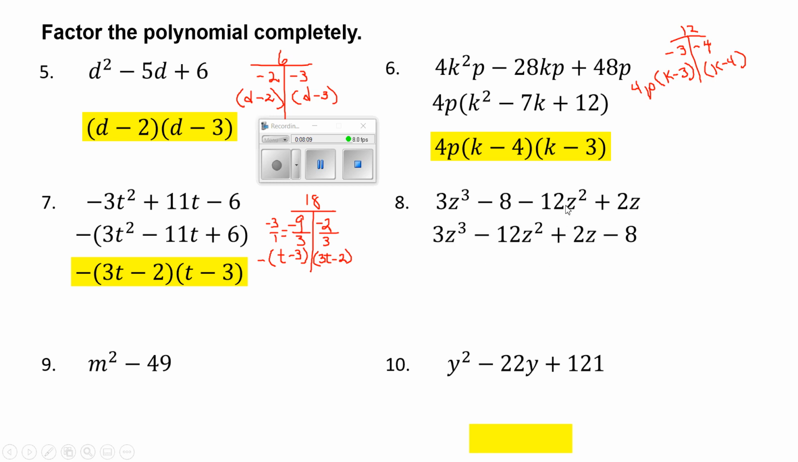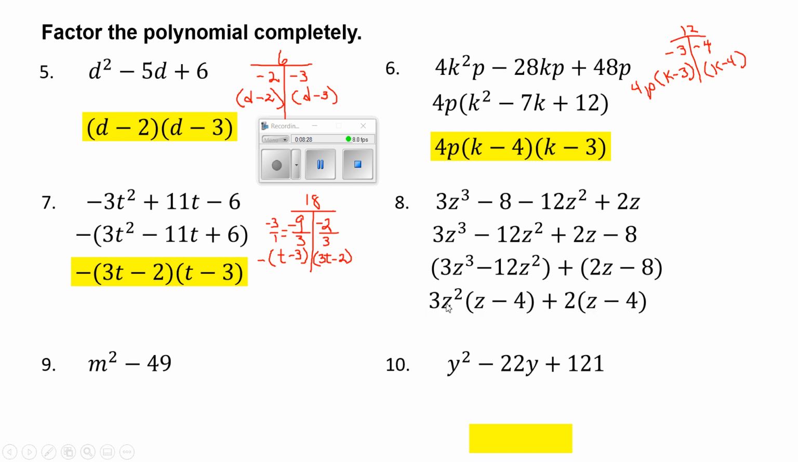So what they're doing is regrouping this, putting it in a different order. So we're going to put the negative 12z here, and we're putting the negative 8 over here, and then we're grouping these together. Then I can factor out 3z from here, and I can factor out 2 from here. Now that I have z minus 4 twice, I can say I have 3z to the second power plus 2, times z minus 4.